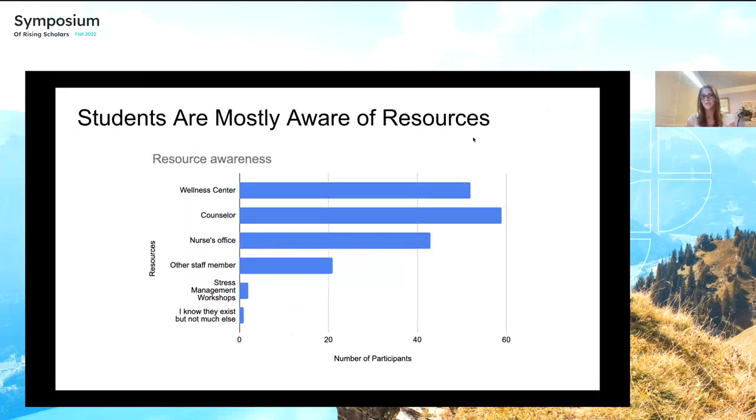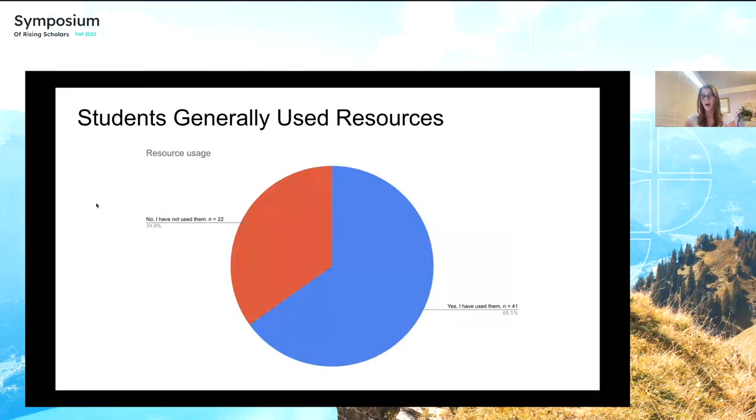So on the plus side, students were mostly aware of resources, with 90% of participants selecting at least one resource that they're aware of, with the majority selecting that they were aware of wellness centers, counselors, and a nurse's office. And students also generally use the resources, with about 41 of the participants having used one of these resources at least once, and only 22 have never used a resource.